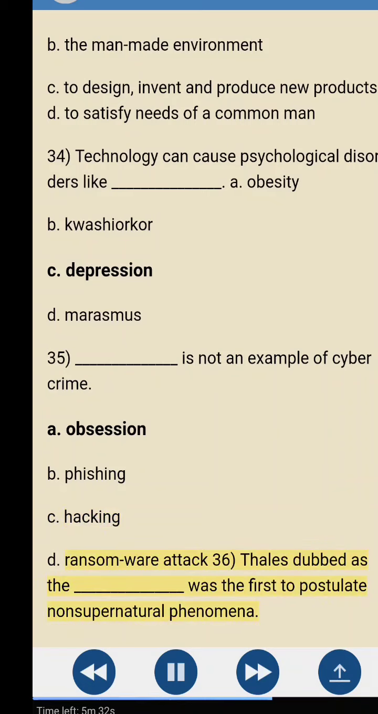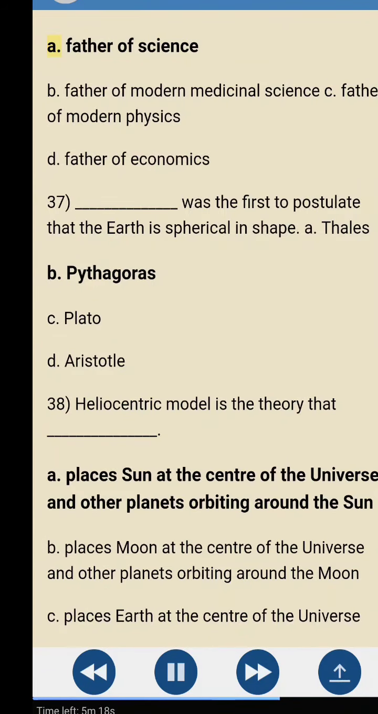36. Thales, dubbed as the blank, was the first to postulate non-supernatural phenomena. A. Father of science. B. Father of modern medicinal science. C. Father of modern physics. D. Father of economics.